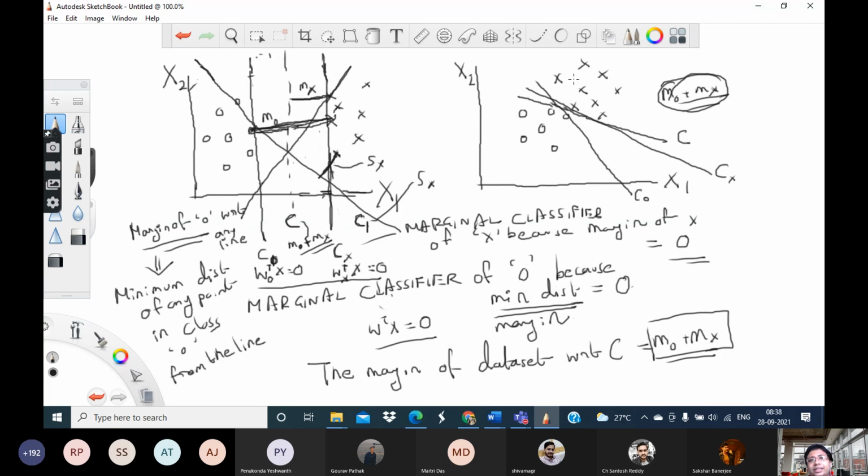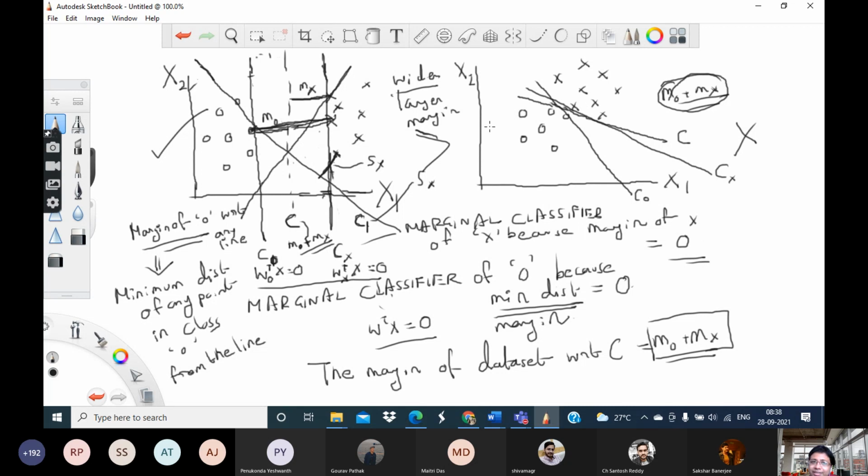Irrespective of the line, we can say that this data set has a larger margin than this data set. And hence we can say that this data set is easier to classify than this data set. Both are linearly separable, but this has a wider margin. Hence, in this case it is easier to find a linear classifier than in this one.